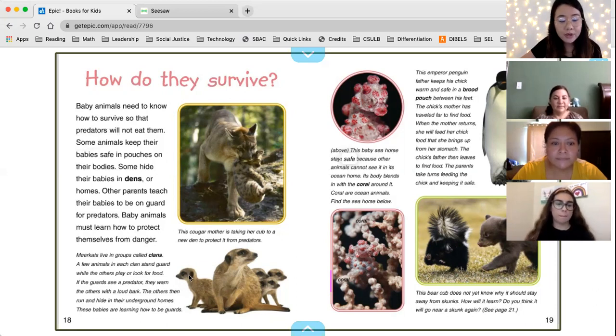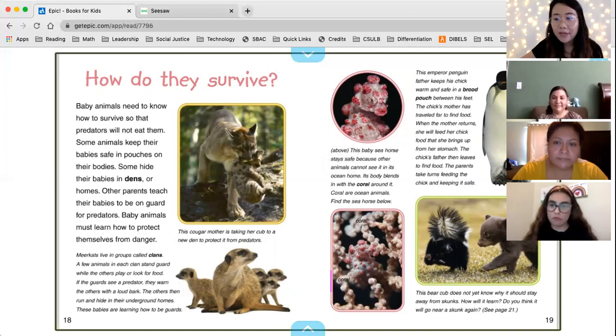Meerkats live in groups called clans. A few animals in each clan stand guard while the others play or look for food. If the guards see a predator, they warn the others with a loud bark. The others then run and hide in their underground homes. These babies are learning how to be guards.